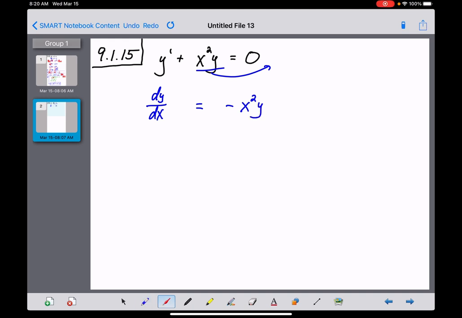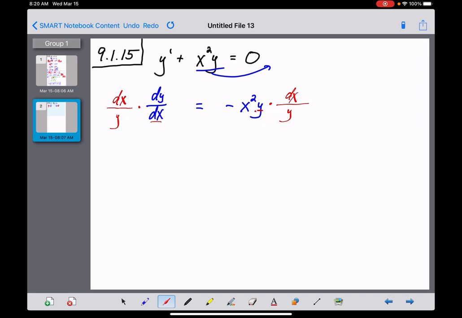And now, to get all the y's and the dy on the left, and all the x's and the dx on the right, we're going to do some multiplication by a fraction. I need to move that y that's over here on the right side, so I'm going to divide by y on both sides. The other thing I need to move is this dx that's on the bottom of the left, so we're going to multiply both sides by dx.